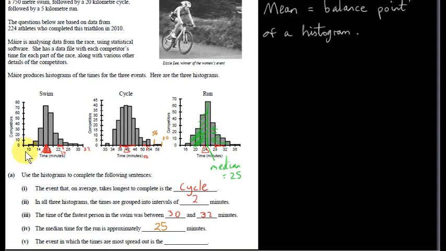The minimum time for the swim is somewhere between 10 and 12 minutes. The maximum time is between 30 and 32. The minimum for the run is from 16 to 18. The maximum for the run is from 34 to 38 minutes. But here, the minimum is 30 to 32. The maximum is 56 to 60.